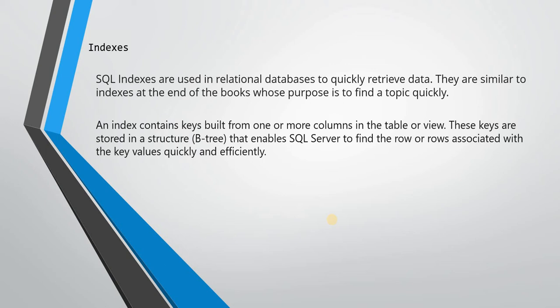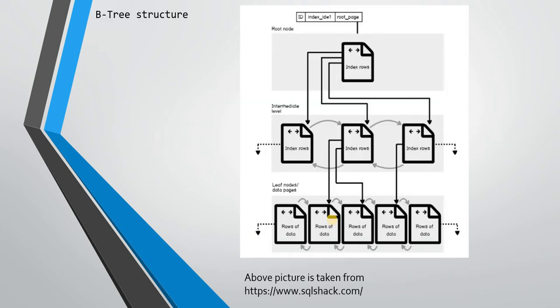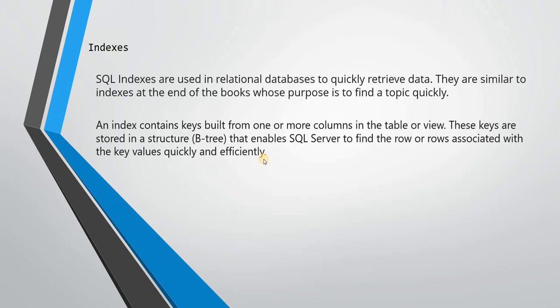An index contains keys built from one or more columns in the table or view. These keys are stored in a B-tree structure that enables SQL Server to find the row or rows associated with those key values quickly and efficiently. It's not necessary that only one key column can be associated with the index. You can have multiple key columns associated with an index. Generally, it is said that a clustered index should have only one column as a key, but it's not mandatory.